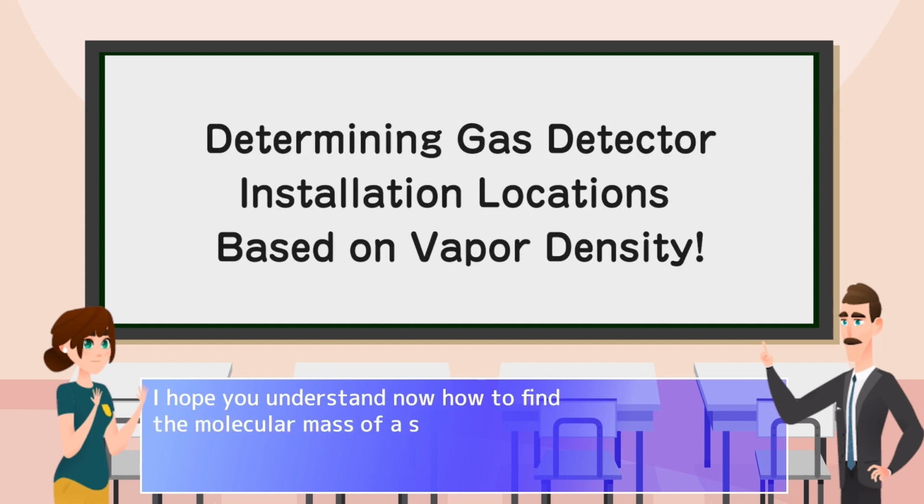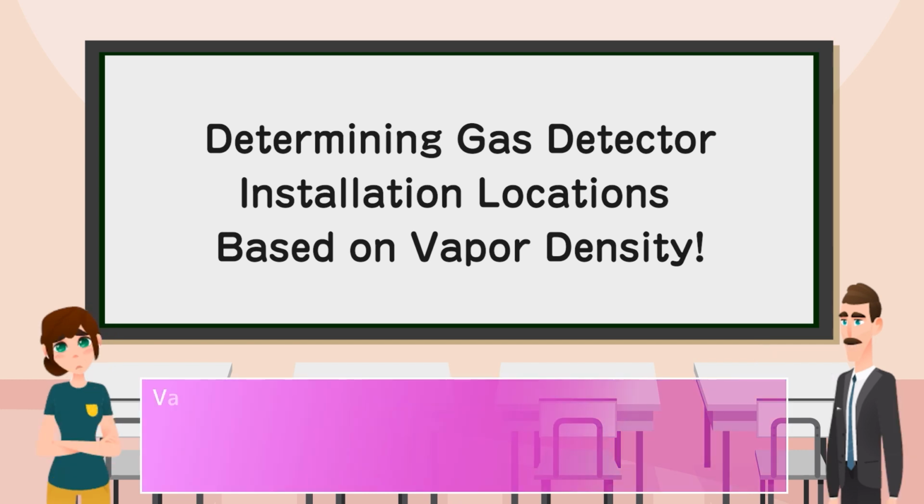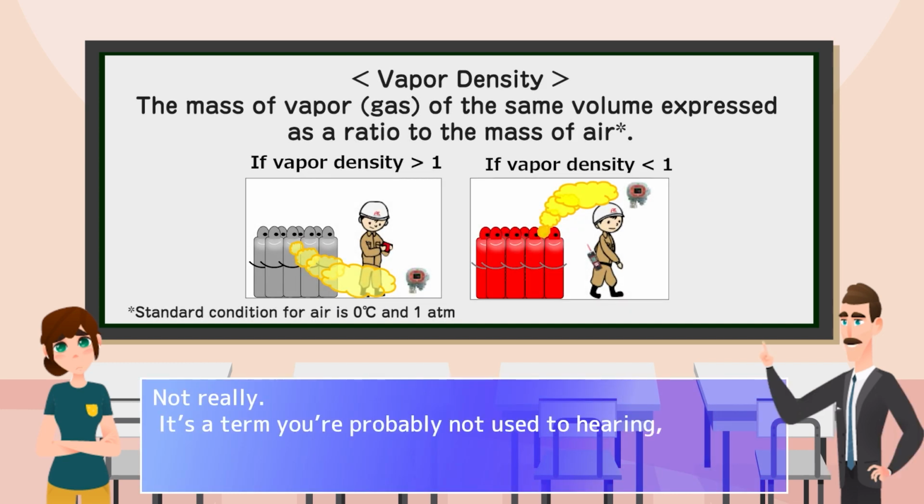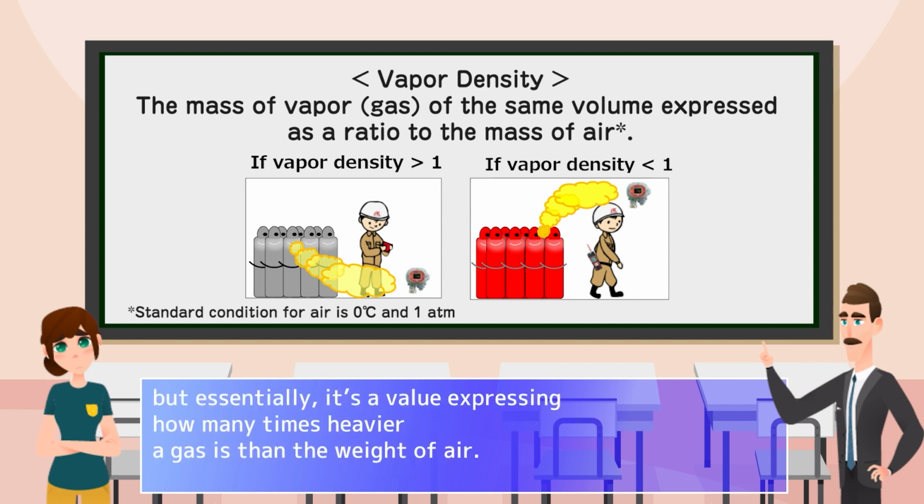I hope you understand now how to find the molecular mass of a substance, which determines the weight of a gas. When considering where to install a gas detector, it's important to look up the measuring gas vapor density using this molecular mass. Vapor density. Sounds hard. Not really. It's a term you're probably not used to hearing, but essentially, it's a value expressing how many times heavier a gas is than the weight of air.